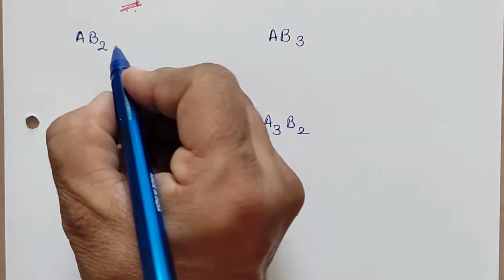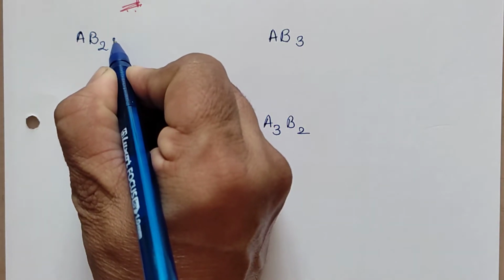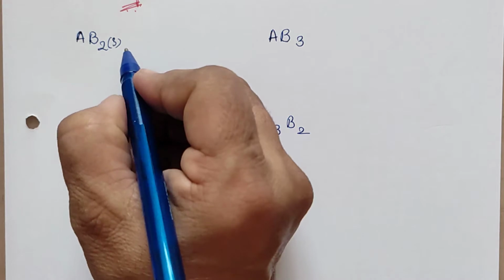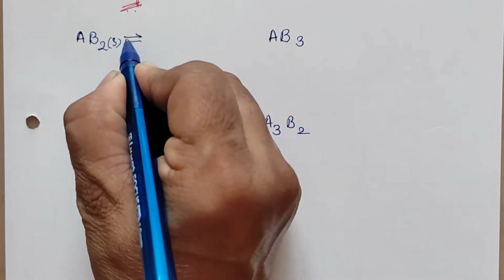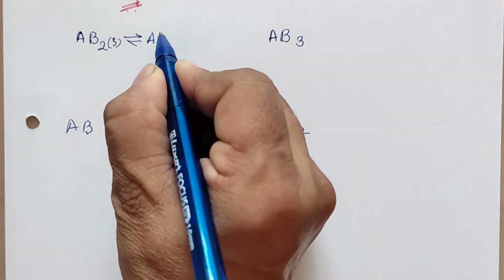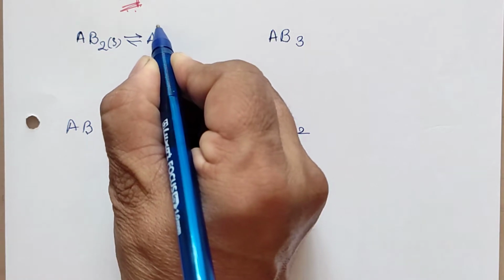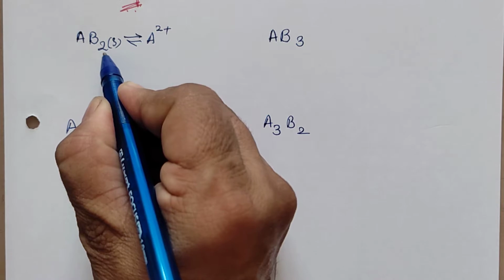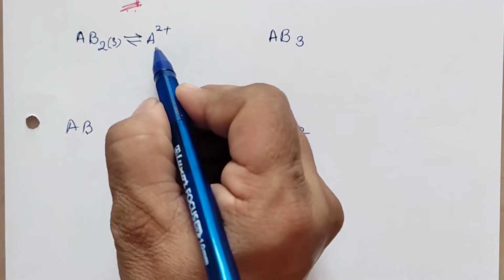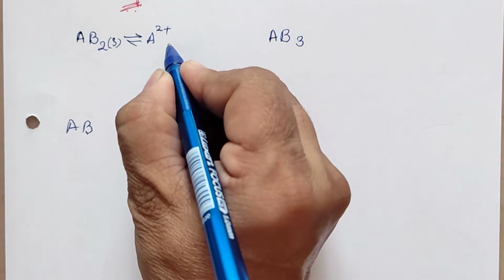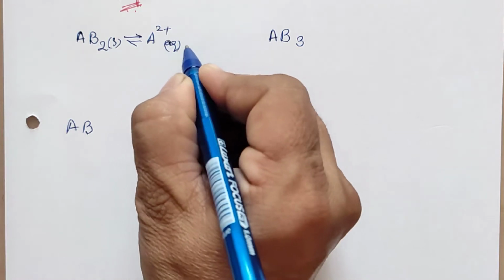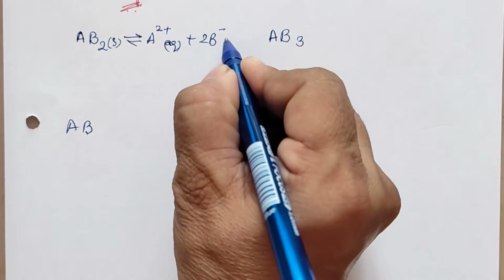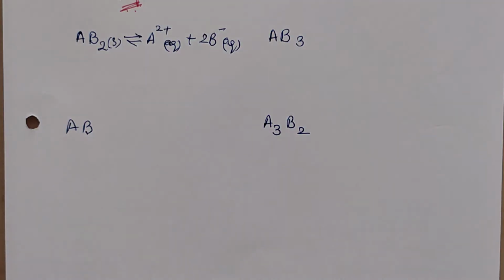This particular thing is in the solid form, AB2 type. When it dissociates, it will result in the formation of A2+, where the 2 is the charge of A. So A2+ in the aqueous state, plus 2B- also in the aqueous state.